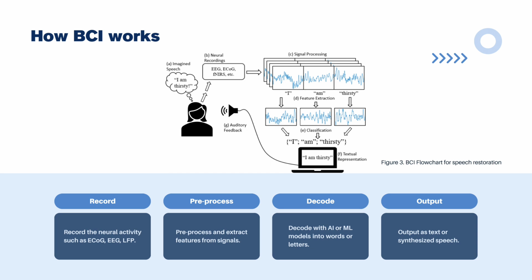A speech BCI follows a sequence that mirrors the pipeline you see on the slide. First, the system records neural activity, for example, with electrocorticography on the cortical surface or with scalp EEG. Secondly, the signals are pre-processed to remove noise and to segment the stream around the attempted speech event. Third, a decoder maps patterns of activity onto linguistic units. Modern decoders are data-driven and use machine learning to learn these mappings from many training trials. And finally, the output appears as on-screen text or as a synthetic voice, and the user receives immediate feedback, which supports learning and improves accuracy over time.